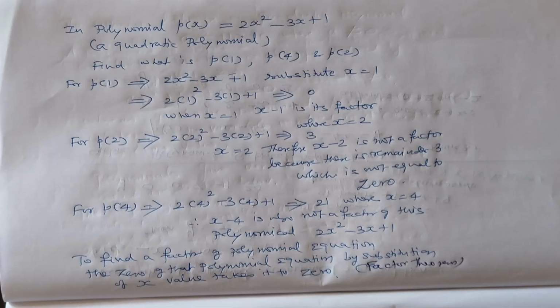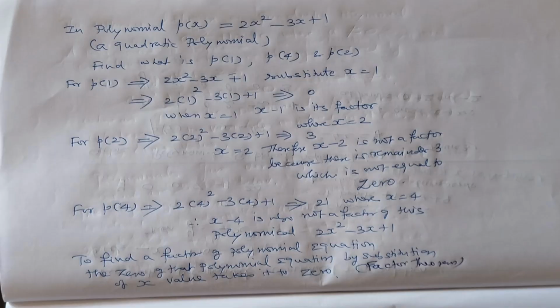For p(4), we substitute x equal to 4 and this gives the remainder of 21. Therefore, x is equal to 4 means x minus 4 is equal to 0, and it is also not a factor of this polynomial 2x squared minus 3x plus 1.